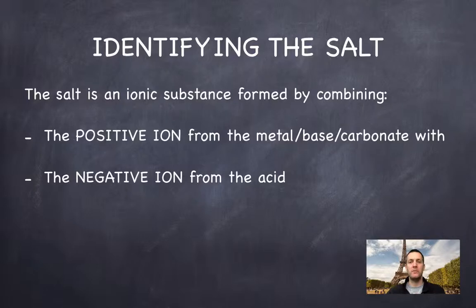And the way we do that is we say to ourselves, right, well, there would have been a positive ion that would have been contained in the base or the carbonate or the hydrogen carbonate, or which the metal could have turned into. So we're going to take that positive ion and we're going to combine it with the negative ion from the acid. Remember, the negative ion from the acid is the thing that the acid will form when it loses H plus ions. So in other words, it will be the conjugate base of the acid in most cases.